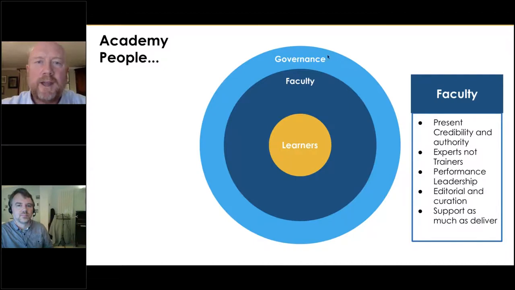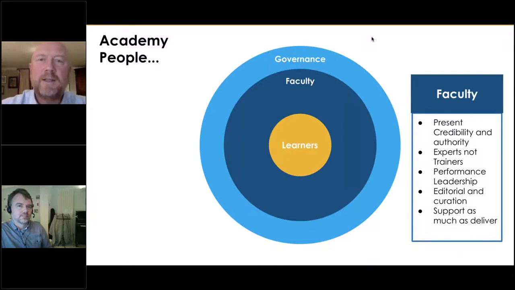Most importantly, we have faculty, and their role is really shifting much more so nowadays. They are responsible for presenting credibility and authority around the topic area. They are nowadays experts and not just trainers. They're going to have to learn to be digital and virtual learning trainers, but above all other things, they are experts in their area. They are going to be focused on performance and leadership in their topic areas. They are going to be editors and curators of content, and they're going to be looking at supporting their learners as much as delivering content.